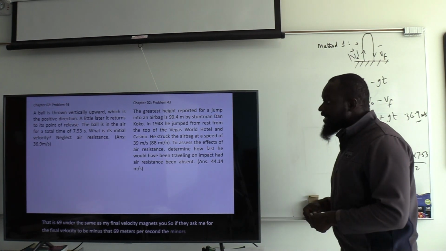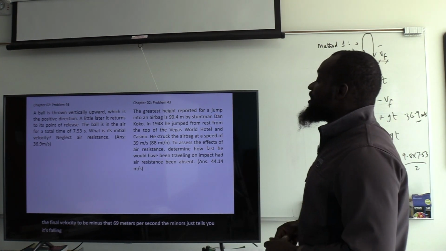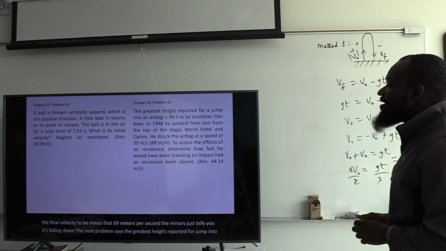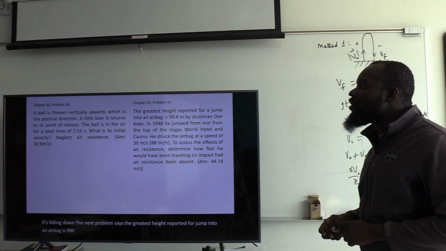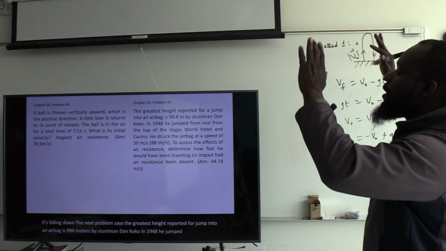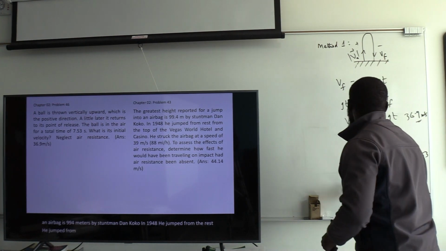The next problem says the greatest height reported for a jump into an airbag is 99.4 meters by stuntman Dan Koku. In 1948, he jumped from rest. So let's start solving the problem.